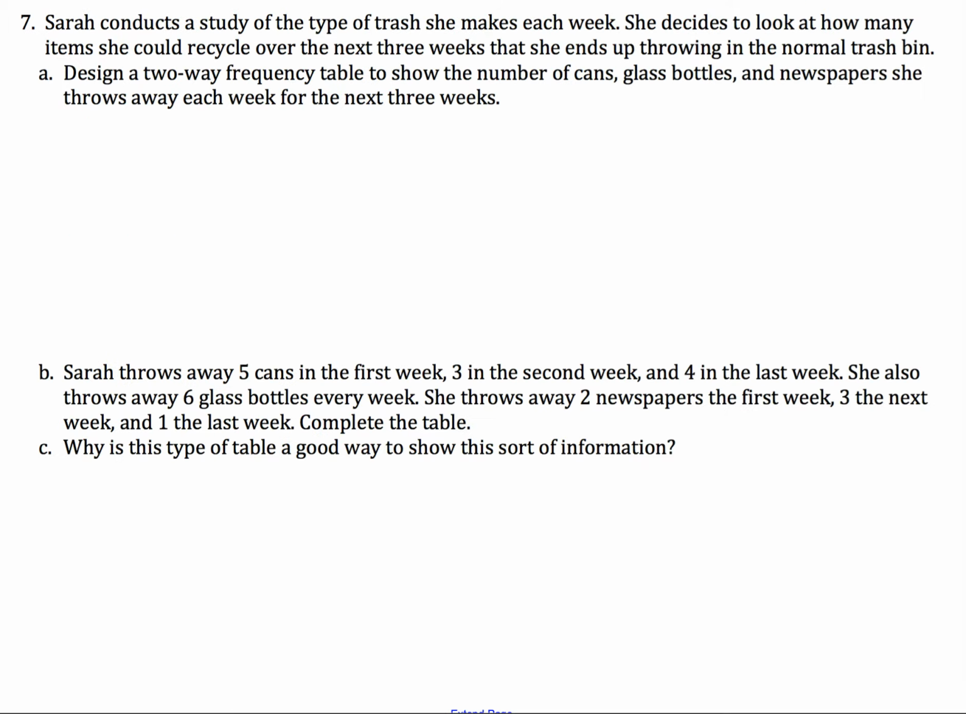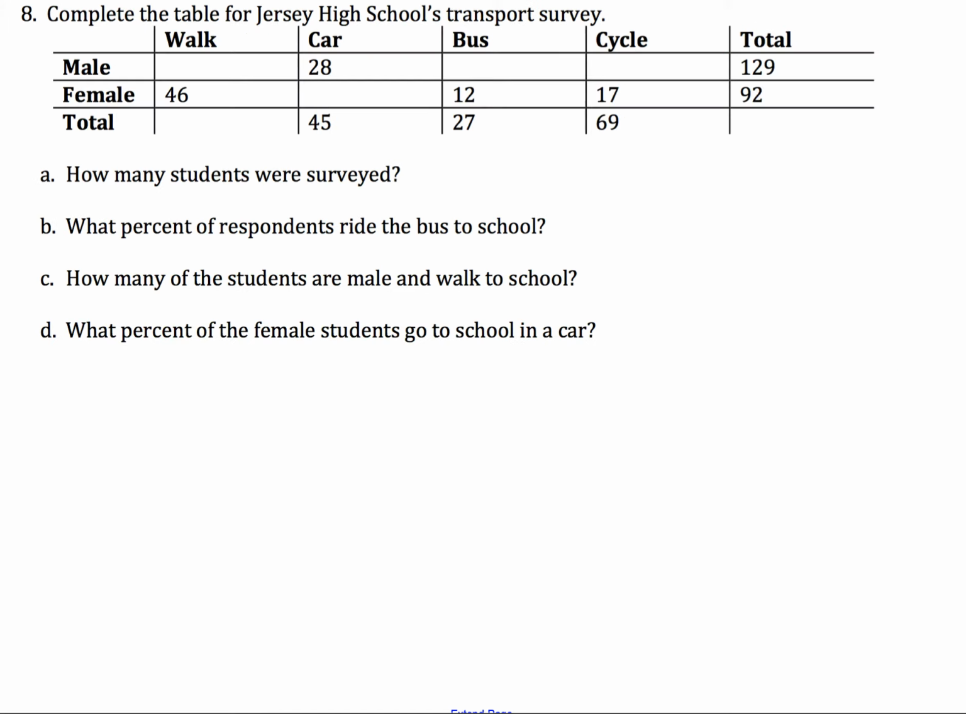Number 7, this one you will have to design a two-way table to answer the question. Part B gives you all of the data that you'll need to plug in. And then part C is an opinion question. Why is this type of table a good way to show this sort of information? Actually, it's an opinion question where most people will end up having the opinion.